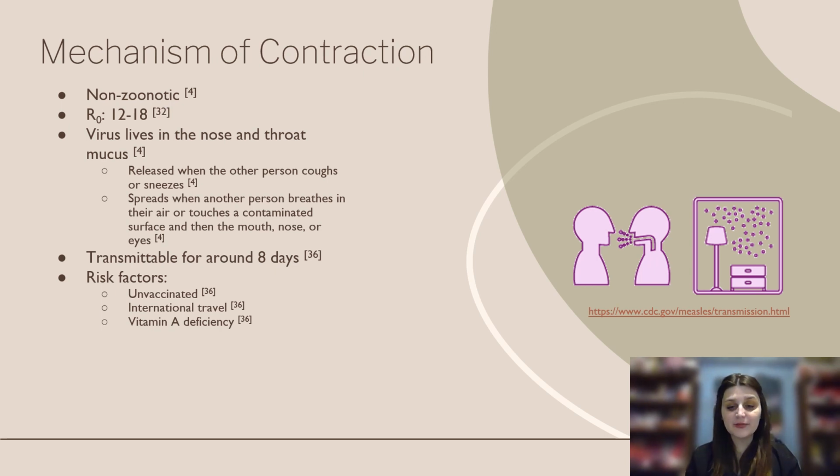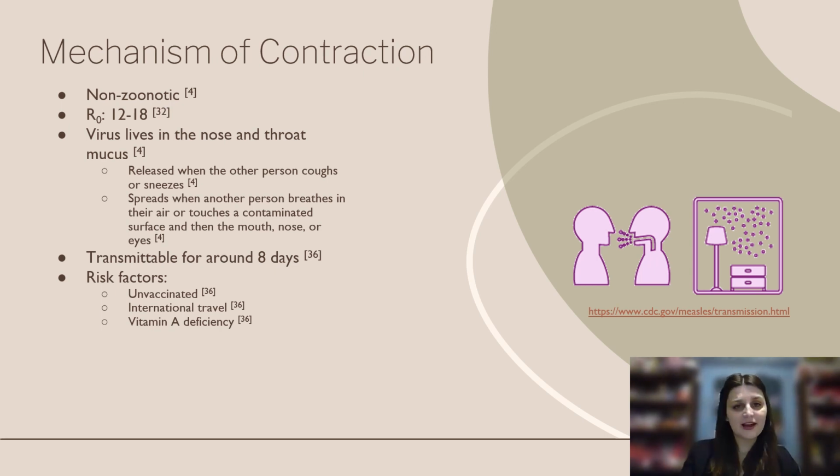It has a high transmission rate with an R0 of 12 to 18, meaning if one infected person walked into a room with 100 non-immune individuals, 90 of them would get it. So the virus lives within the nose and throat mucus and is released when another person coughs or sneezes. The virus can live in the air for a number of hours, thus it spreads when another person breathes in that contaminated air or touches a contaminated surface. A person is infectious for around 8 days.